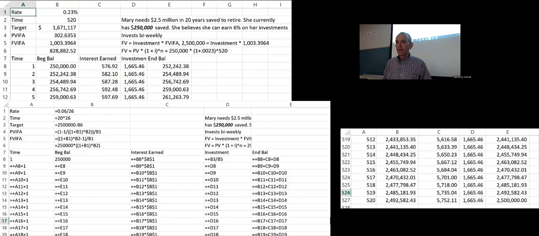How often will she invest? Well, let's say she invests bi-weekly. Why might she do that? When I worked at USA, they paid us every 2 weeks. That's a good time to stick money into your 401k plan, right? Bi-weekly.